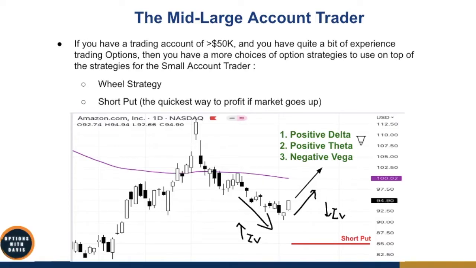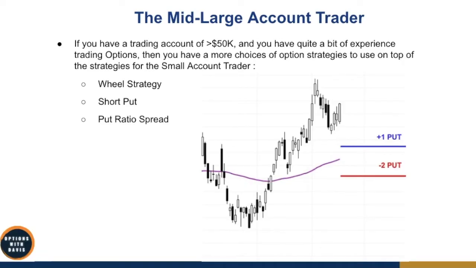So you have three things going for you. You have the direction going in your favor because it's going up. Then you have positive theta, because as time goes by, the option is decaying in value, which is basically giving you the profits from the premium. And then you have negative vega working for you, because the implied volatility is dropping, which helps you get the profits from the premium even more quickly. So the short put is the quickest way for you to profit if the market goes up.